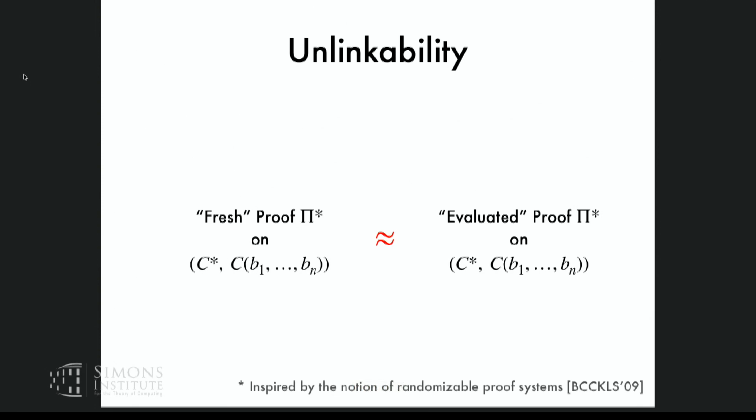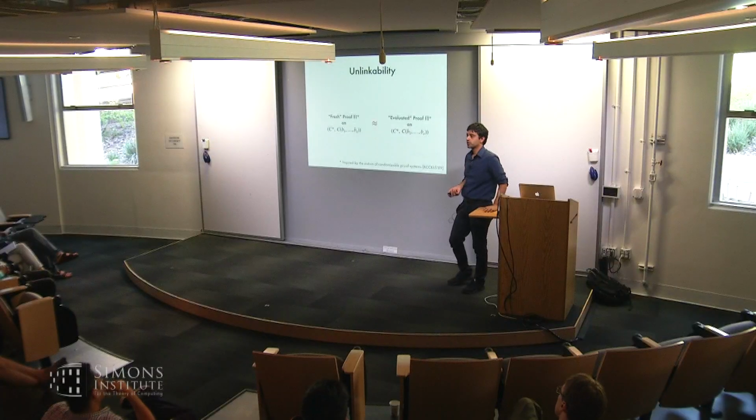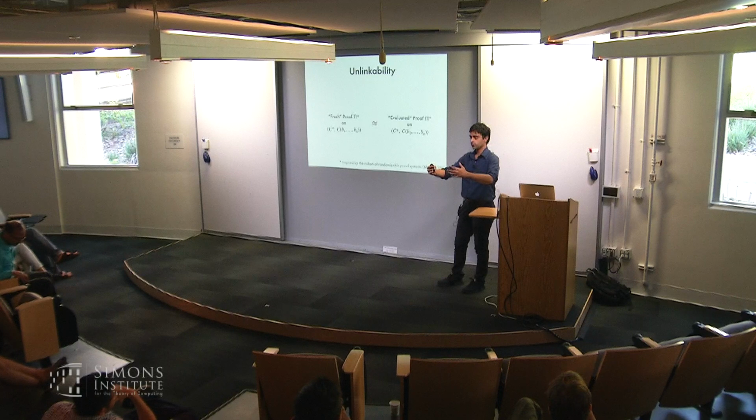Okay. So this notion is inspired by the notion of randomizable proof systems. Earlier you mentioned that as we go through these evaluations, the proof might grow. How does it square with this unlinkability, that maybe a fresh proof might be shorter? No, it won't be. In our case, the fresh proof will also grow with the instance size. Once you evaluate the proof, it will just grow with the instance size.